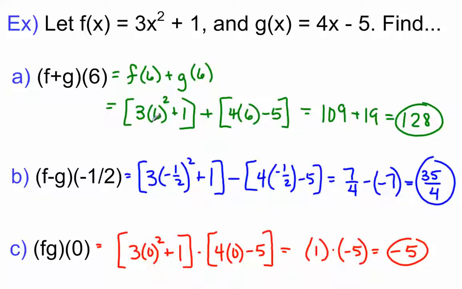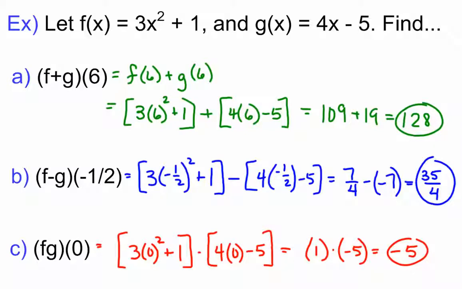So f of 6 means I'm going to take the 6 and plug it into that first function, 3 times 6 squared plus 1. G of 6, we're going to put 6 into the second one, so 4 times 6 minus 5. Simplifying the first one, we get 109. The second one, we get 19. We're told to add f plus g, so we add our answers there and get 128.